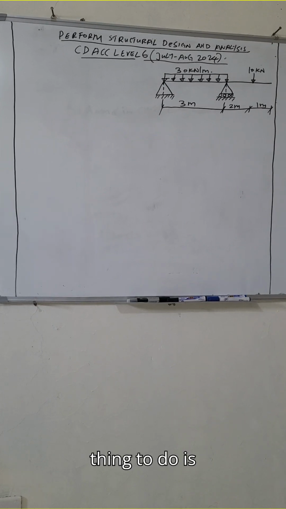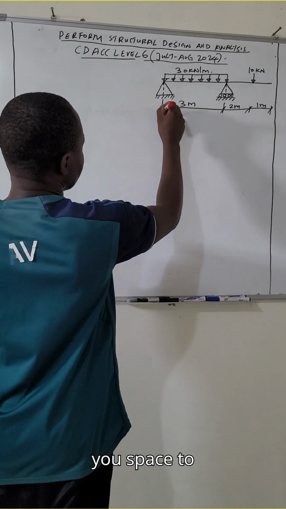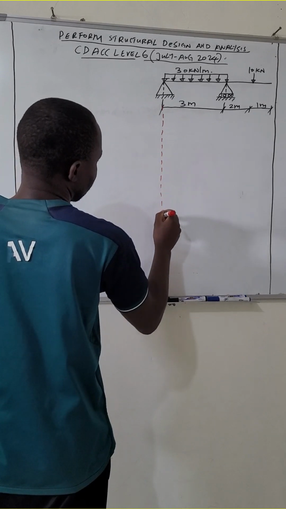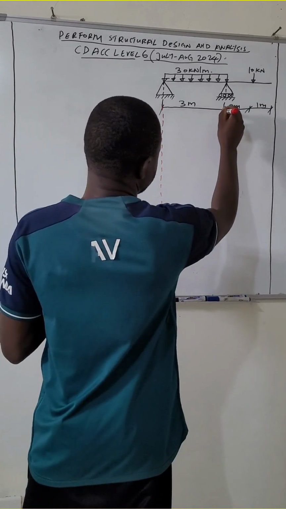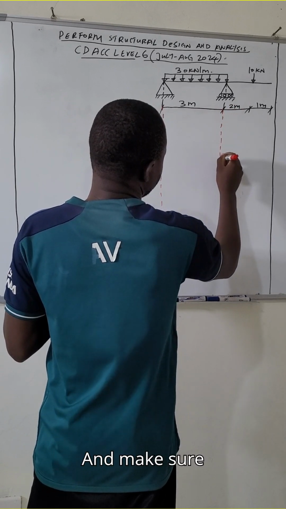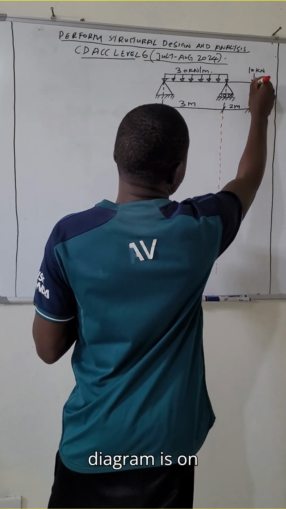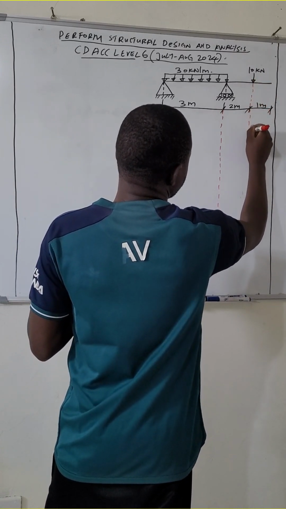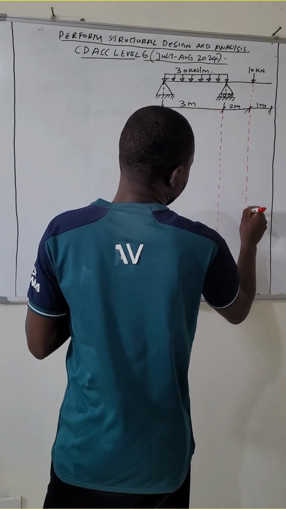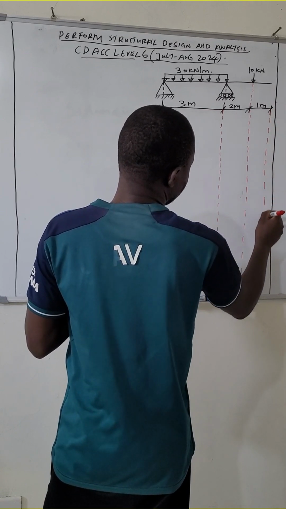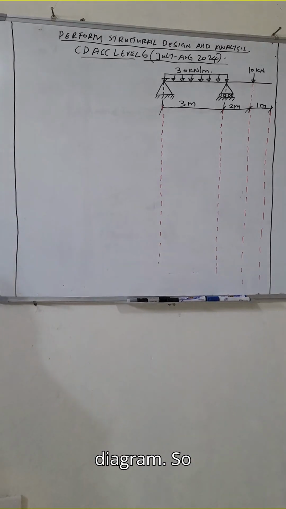So the first thing to do is to extend the line, to give you space to draw the shear force and bending moment diagram, and make sure the shear force and bending moment diagram is on one page. Extend it to give you enough space to draw the shear force and bending moment diagram.